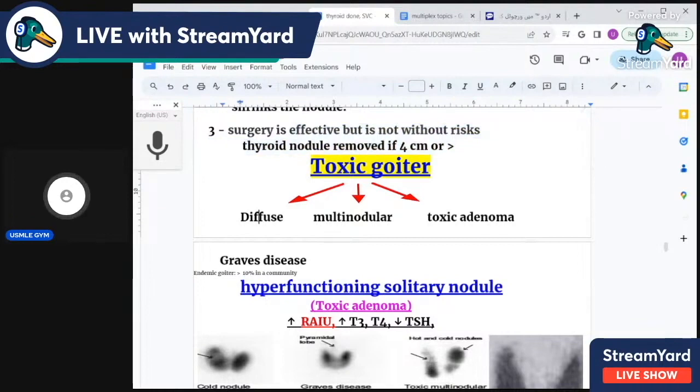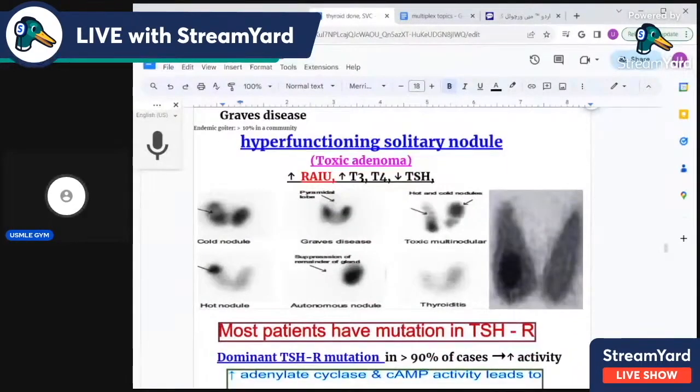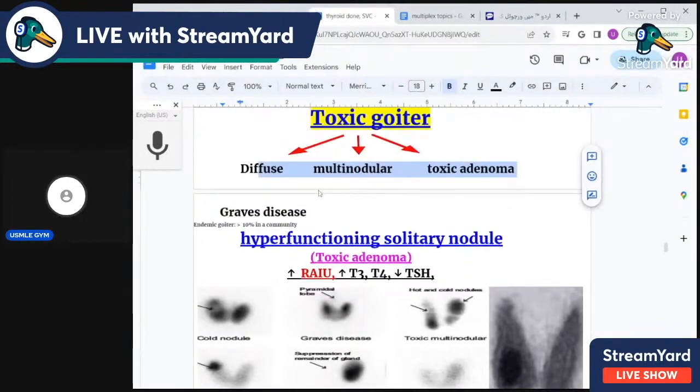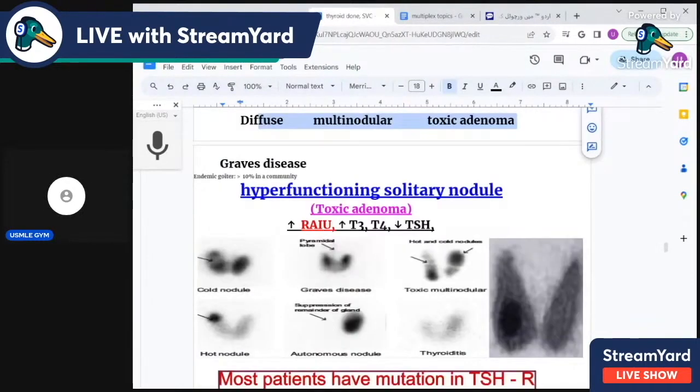Toxic goiter may be diffuse, multinodular, or may be a single solitary toxic adenoma. An example of diffuse toxic goiter is Graves' disease. Let's discuss the hyperfunctioning solitary nodule, the hot nodule. We already discussed the solitary cold nodule. Now we discuss the solitary hot nodule, or toxic adenoma.